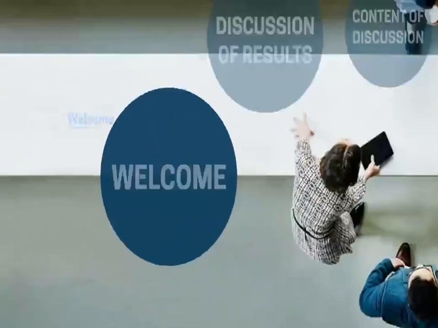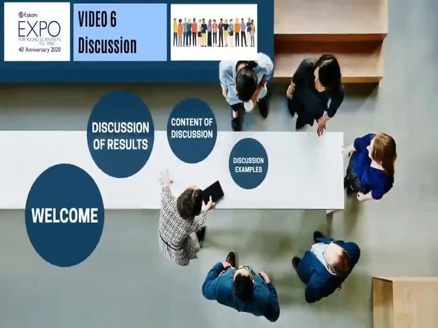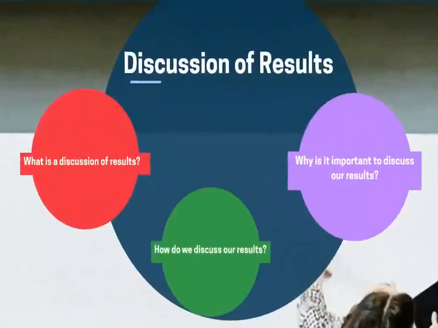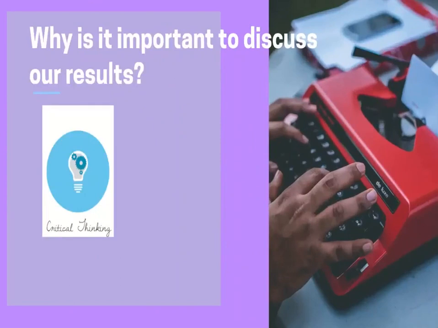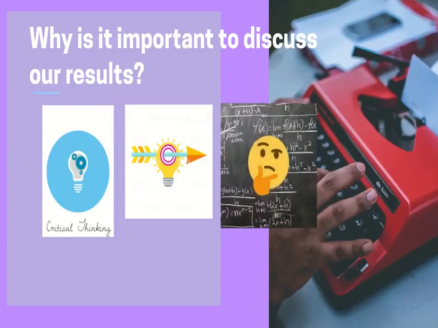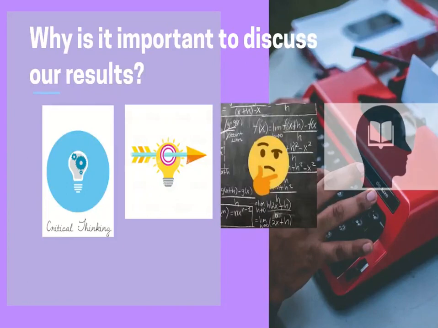In this video, we take a closer look at discussion of results. First, what is discussion of results? The discussion is a description and interpretation of the results found. In the discussion, we also compare our findings with previous research done on the research problem being investigated. It is important to discuss results, as it demonstrates your ability to think critically about an issue. It develops creative solutions to problems. It also helps you to understand your research problem, and your research adds to the existing body of knowledge.